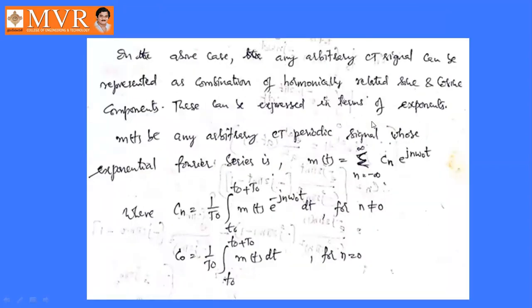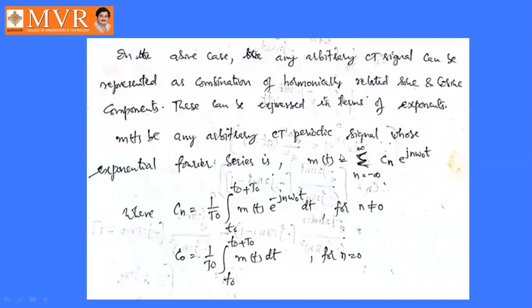Next, in the above case, the arbitrary continuous time signal can be represented as a combination of harmonically related sine and cosine components. These can be expressed in terms of exponentials. So suppose m of t is any arbitrary continuous time periodic signal, whose exponential form is like this.